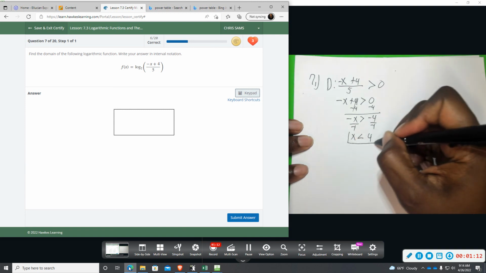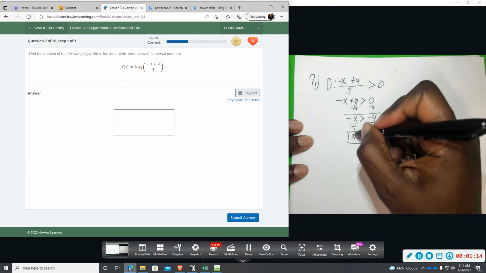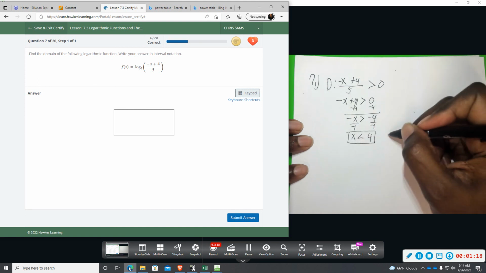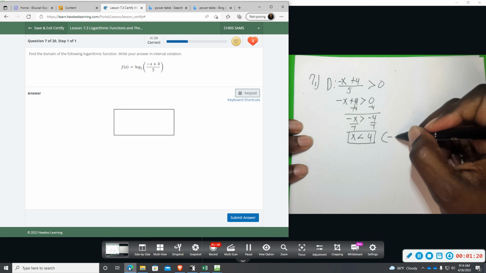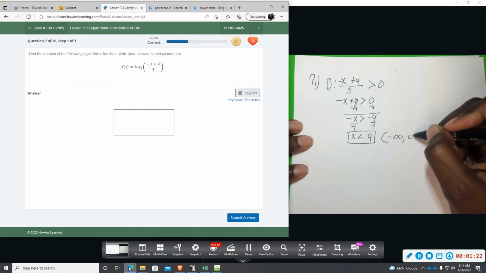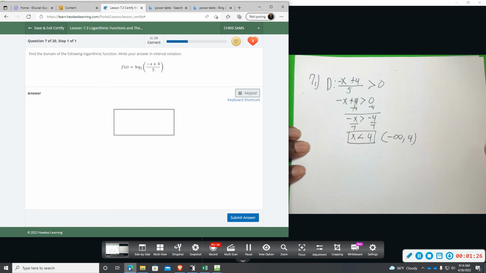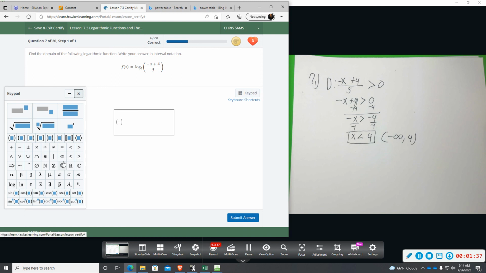So any number that is less than 4 will work. In interval notation, that would be negative infinity to 4. Since that arrowhead is pointing that way, negative infinity is my left bound, 4 is my right bound. Negative infinity to 4.